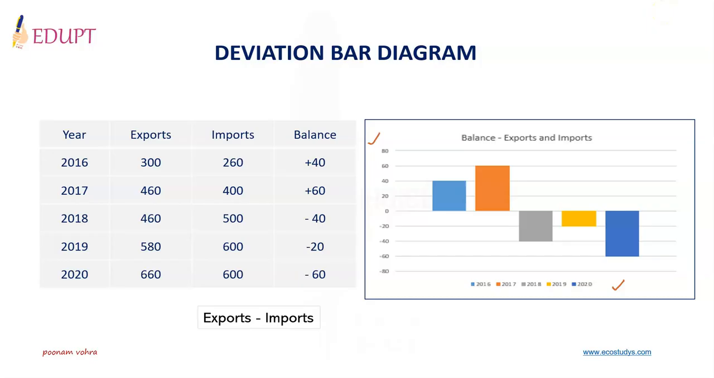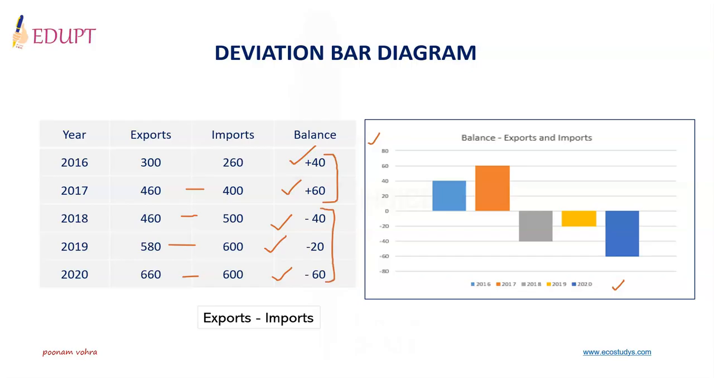So we have found here in the table that for 2016, net exports is 300 minus 260, it is plus 40. In 2017, it is 460 minus 400, it is plus 60. In 2018, it is 460 minus 500, it is minus 40. In 2019, 580 minus 600, it is minus 20. In 2020, it is 660 minus 600, it is minus 60. So we need to present two data above the axis and three data below the baseline.